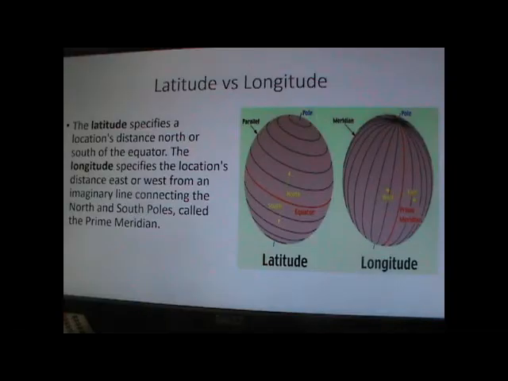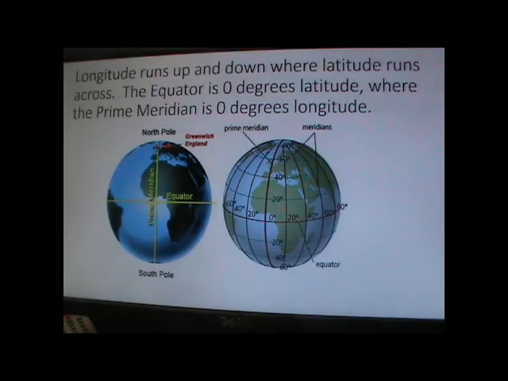Finally, we're going to talk about latitude and longitude. These are two different ways that distance is shown around the globe, where latitude lines are lines that travel from east to west, and longitude lines are lines that travel from north to south. A good way to remember it is longitude is long, so long goes up and down, north to south. 0 degrees latitude is the equator. I know most of you guys have heard of that. 0 degrees longitude is the prime meridian.